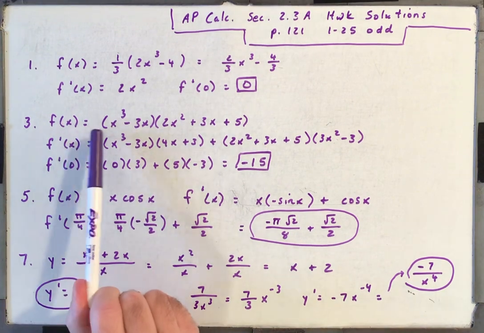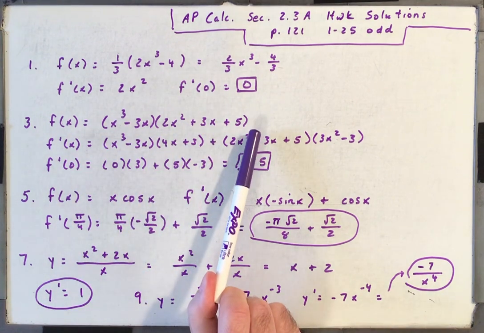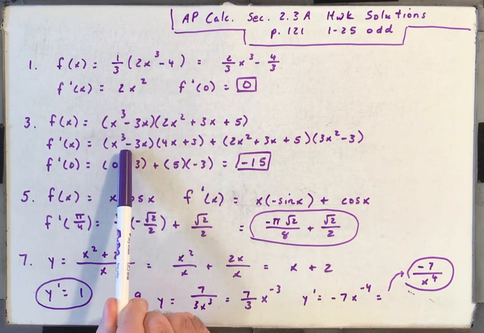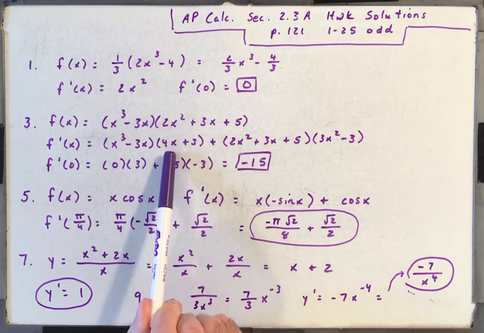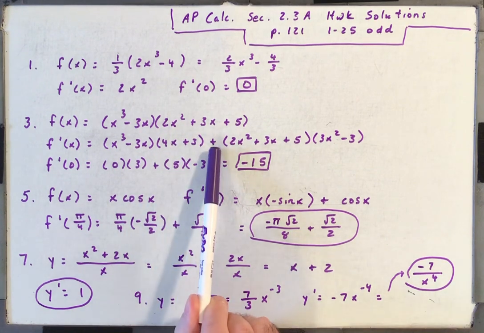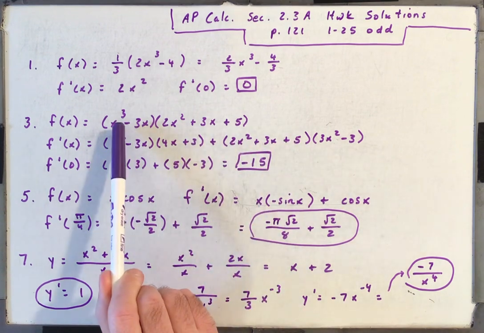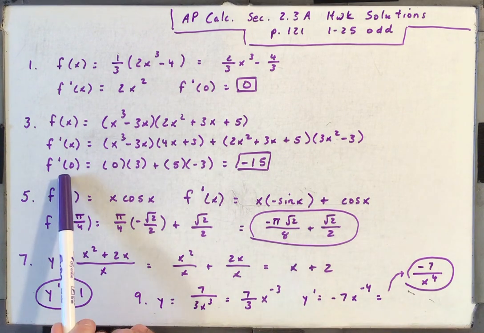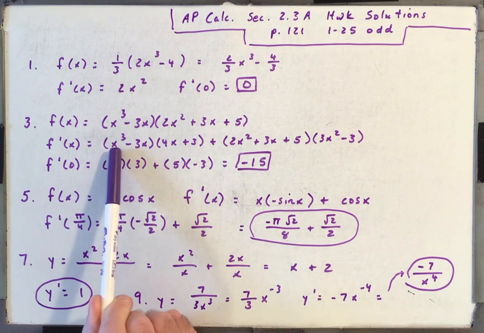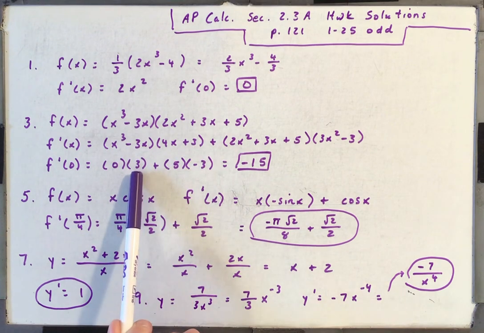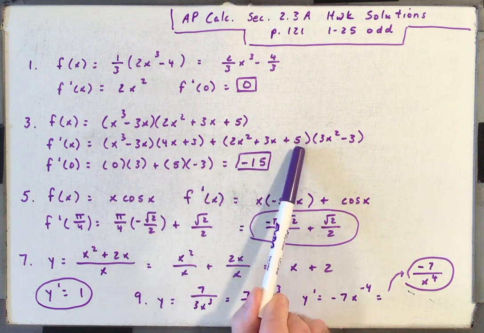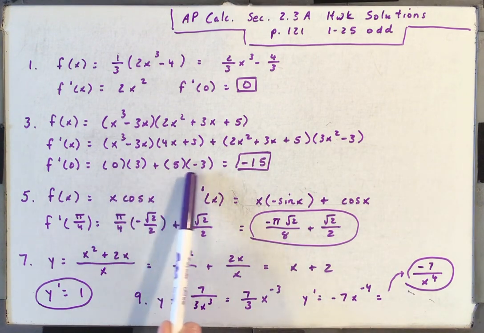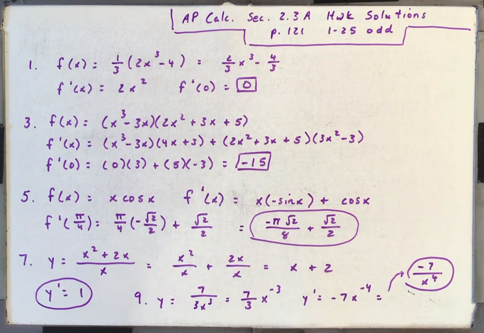All right, so the next one, f of x, and we have this function here. And this is classic product rule. So f prime of x is the first times the derivative of this second function, so that'd be 4x plus 3, plus the second times the derivative of the first function, that'd be 3x squared minus 3. Now we're going to plug in a 0 for x, so you'd have a 0 here and then a 3 here, plus 5 here, because the others go to 0, and then negative 3 here. So you'd have 0 plus negative 15, which is negative 15.